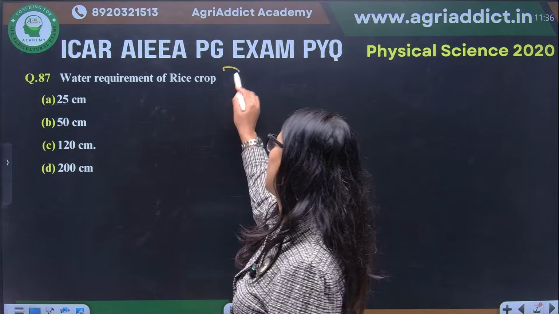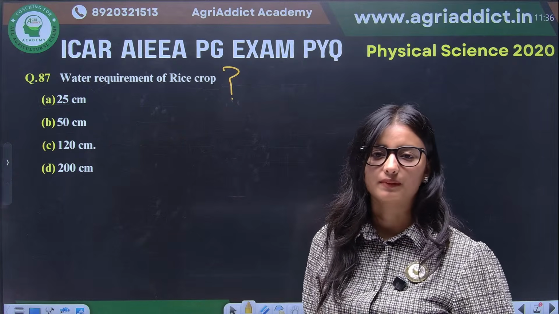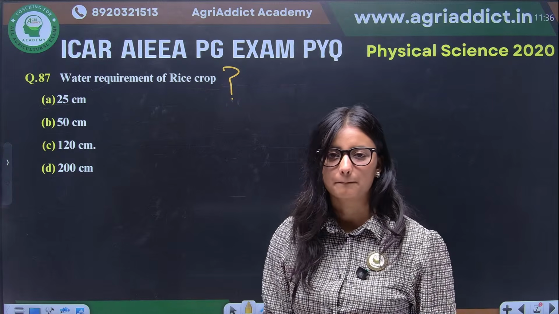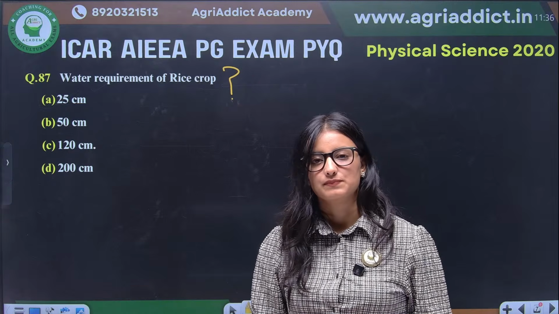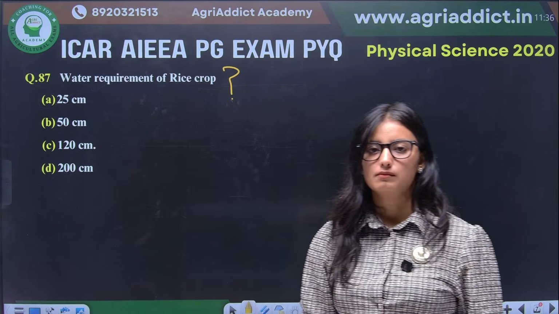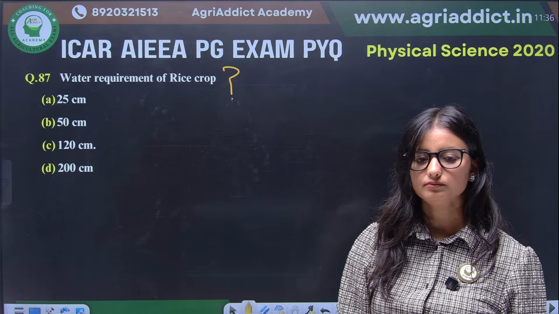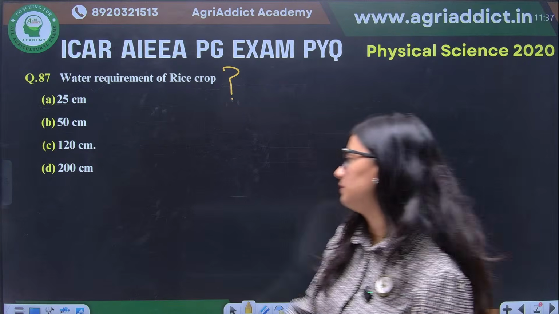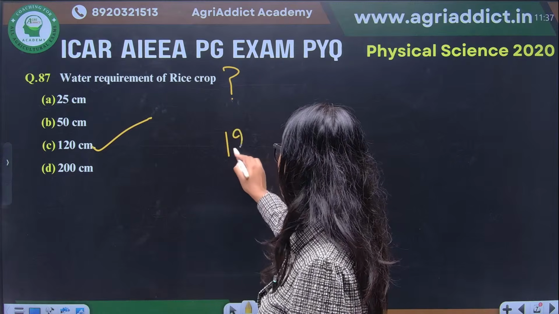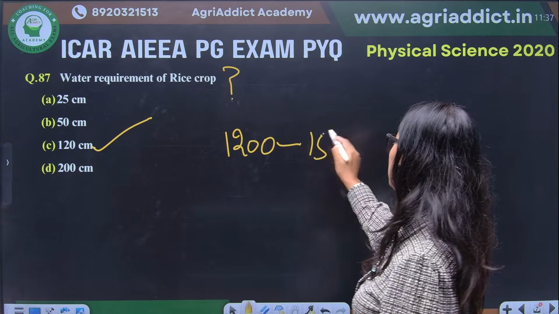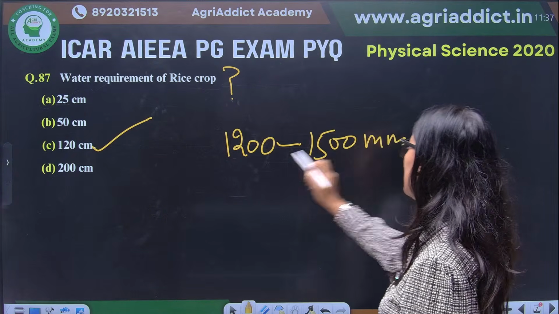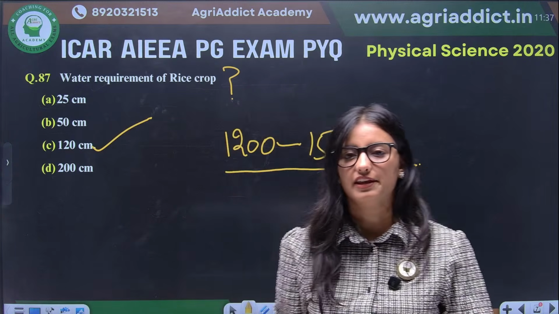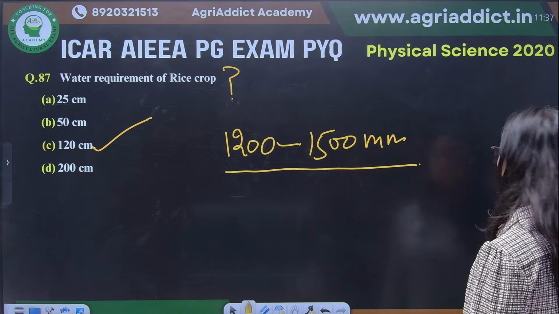Water requirement of rice crop is what? What is the water requirement of rice crop? 120 centimeters. Very good. So the water requirement is 1200 to 1500 mm in rice. So here 120 is the correct answer. Very good. So let's move to the next one.